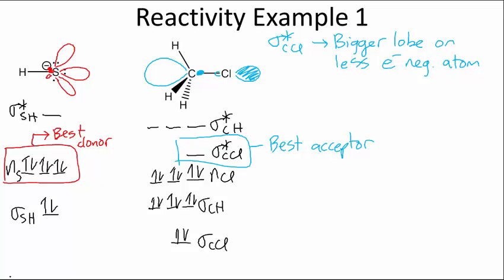So the question is, is the bond that accepts always going to break off? Well, if the acceptor orbital is an antibonding orbital, then you are always going to break that bond. Yes. Whenever the acceptor is an antibonding orbital, you will break the corresponding bond.